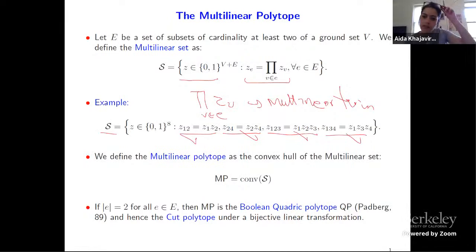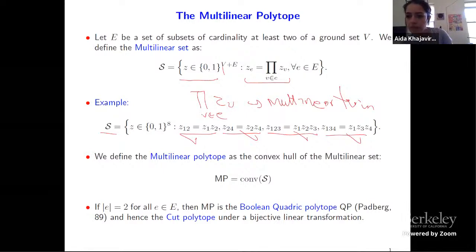So in the special case where all these multilinear terms are bilinear, the multilinear polytope becomes the Boolean quadric polytope. This was introduced first by Padberg in 1989, who is a famous person in integer programming, and later was studied by many other people. This polytope was introduced to study binary quadratic programming, and I will explain more about it. You can show that this polytope is pretty much equivalent to the cut polytope via a one-to-one transformation, a polytope that is studied in conjunction with the max cut problem.